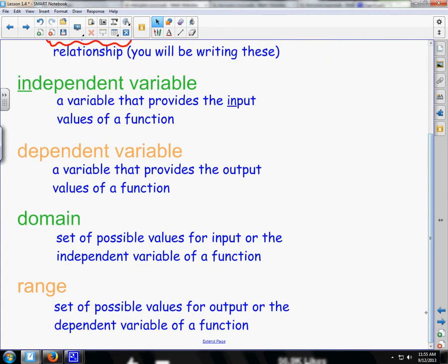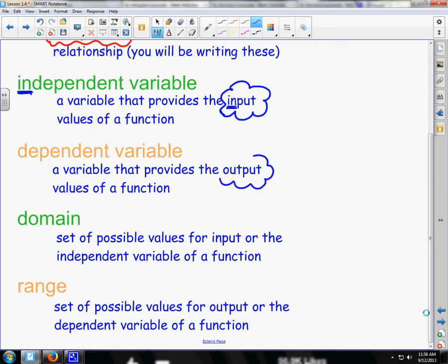An independent variable is a variable that provides the input values of a function. So input, independent, notice the "in" and the "in." And the dependent variable is a variable that provides the output. When you have a table and I give you these numbers, that's the input. That's what you're going to put into an equation. Let's say you have the equation 2x plus 3.